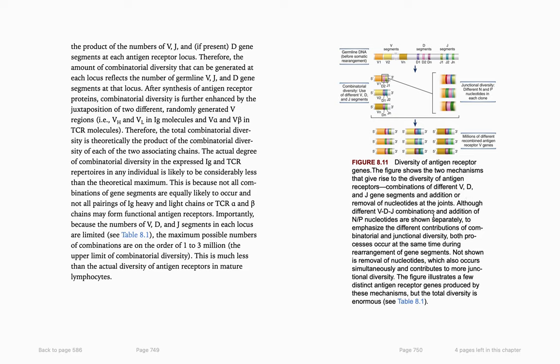Although different VDJ combinations and addition of nucleotides are shown separately to emphasize the different contributions of combinatorial and junctional diversity, both processes occur at the same time during rearrangement of gene segments. Not shown is the removal of nucleotides, which also occurs simultaneously and contributes to more junctional diversity. The figure illustrates a few distinct antigen receptor genes produced by this mechanism, but the total diversity is enormous.